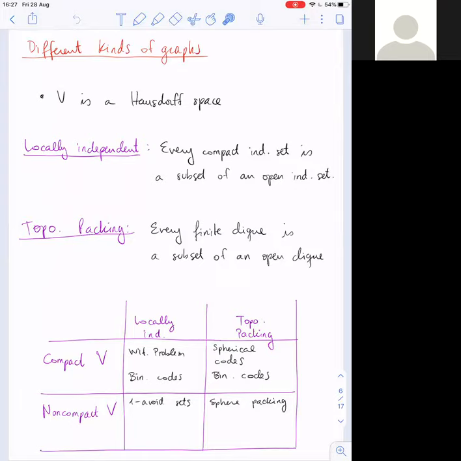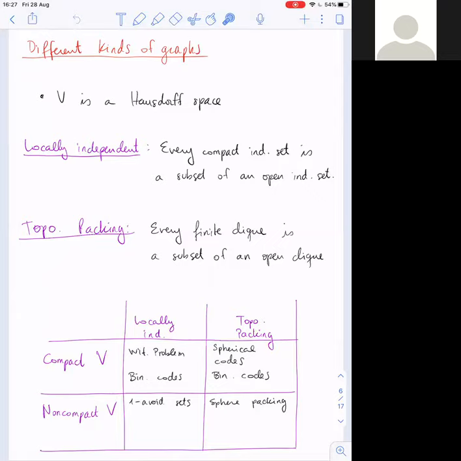And David was talking about topological packing graphs, which are somehow the complement of these local independent graphs, which is where every finite clique is a subset of an open clique. And in this case, of course, a single vertex is a finite clique. And then it has to be a subset of an open clique. So every vertex has a clique neighborhood, right? Every vertex has a neighborhood which is a clique. So in this sense, these things are complementary concepts.